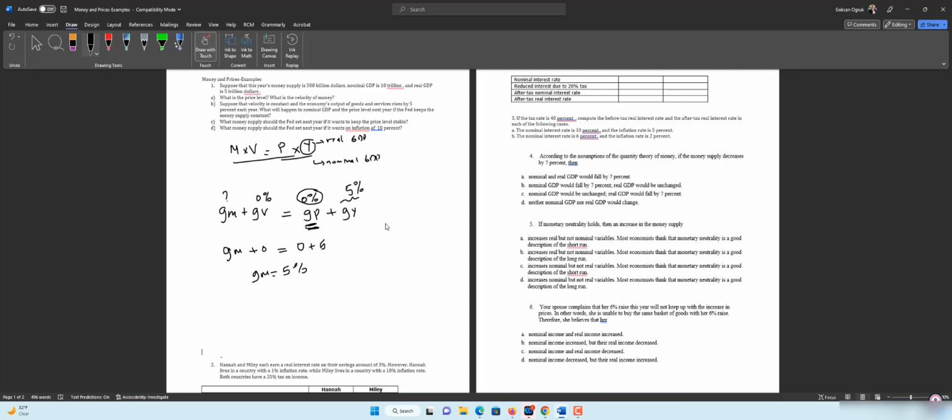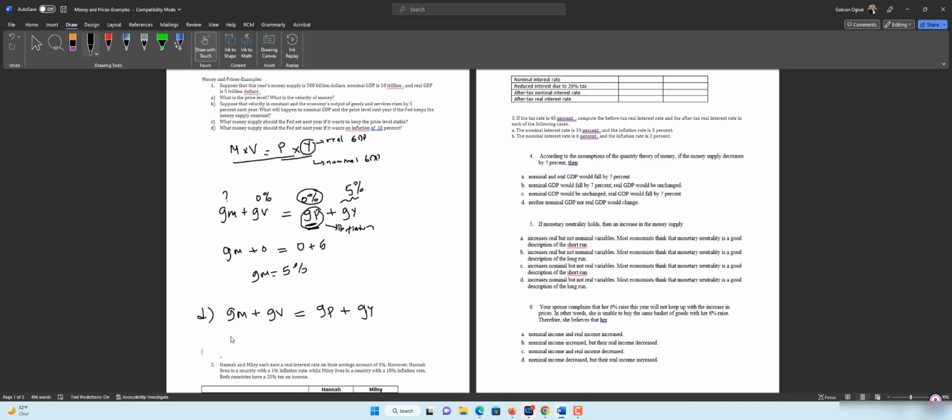Now let's look at part D. What money supply should the Fed set next year if it wants an inflation of 10%? So I said growth rate in prices is inflation. So we want this number to be 10%. I'm writing it again. We don't know what is the growth in money supply. We are going to find it. And we know that there's no growth in velocity. And we want GP to be 10%. And we know GY is equal to 5%.